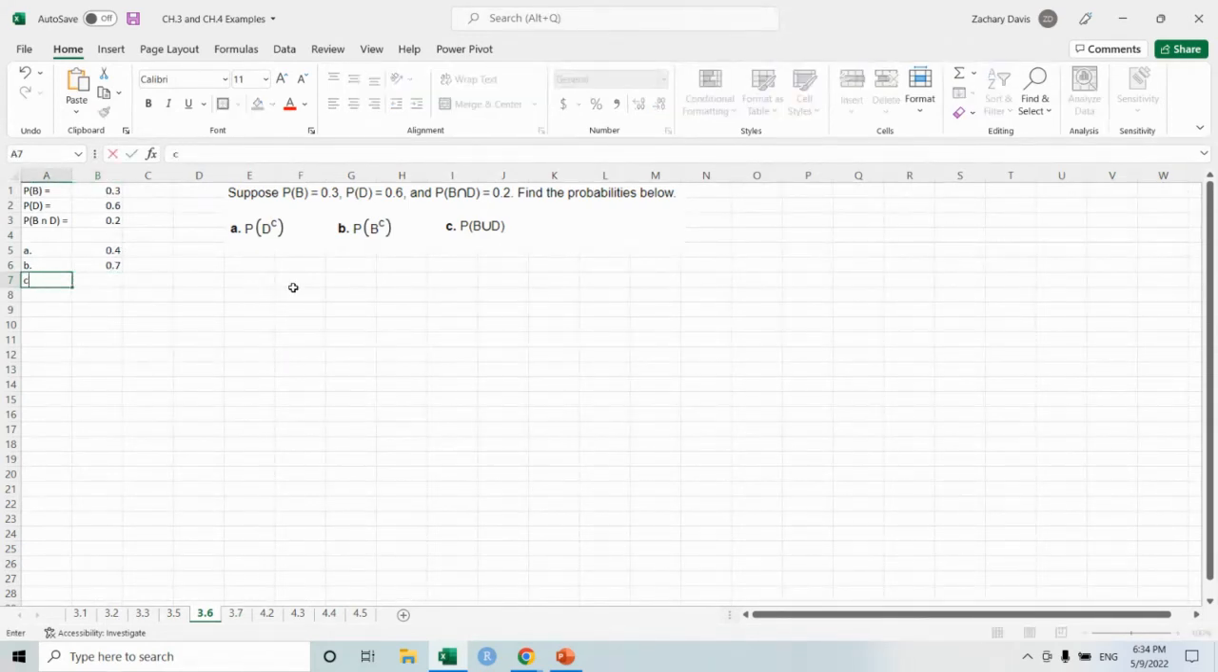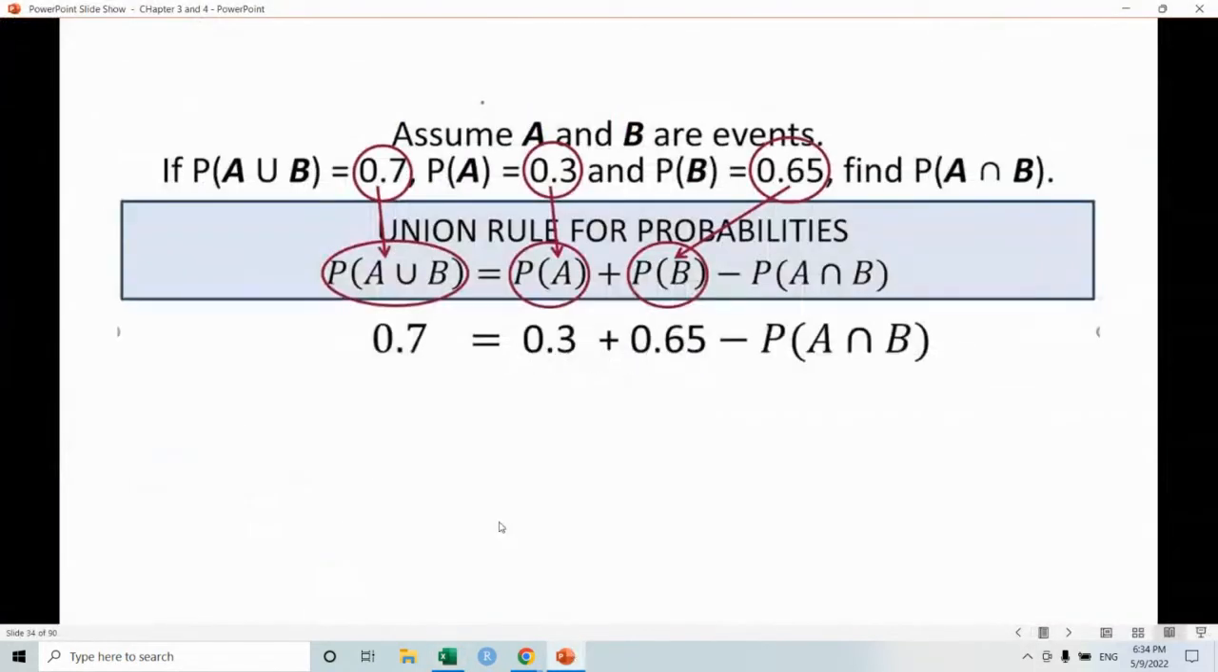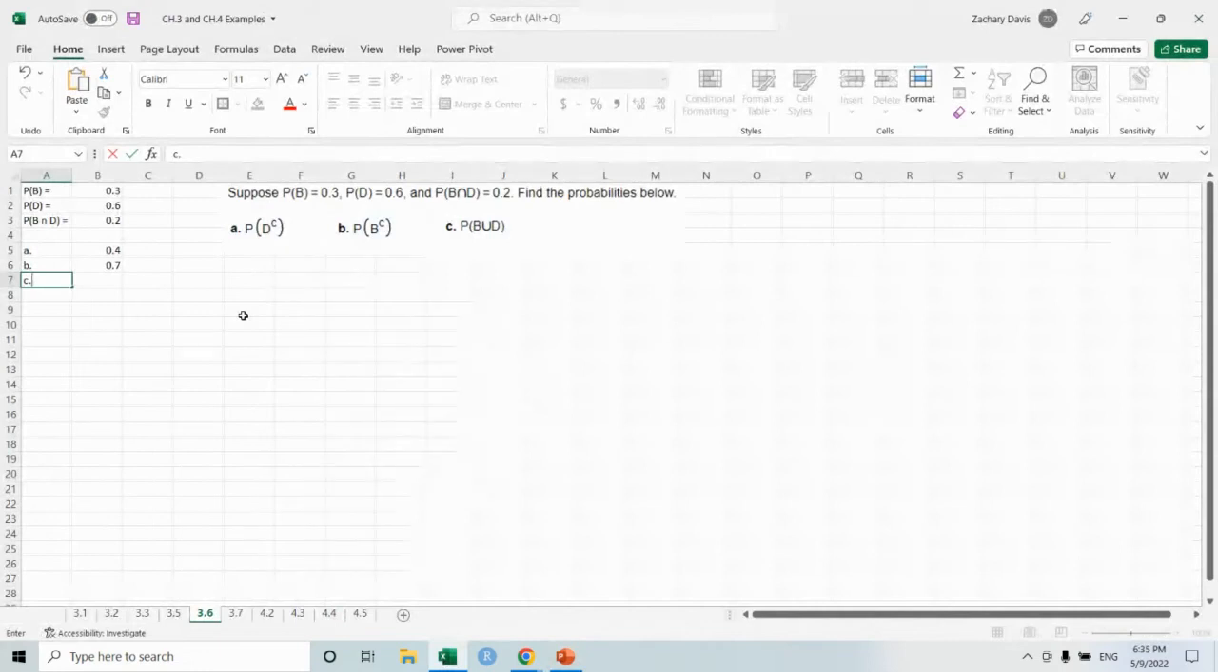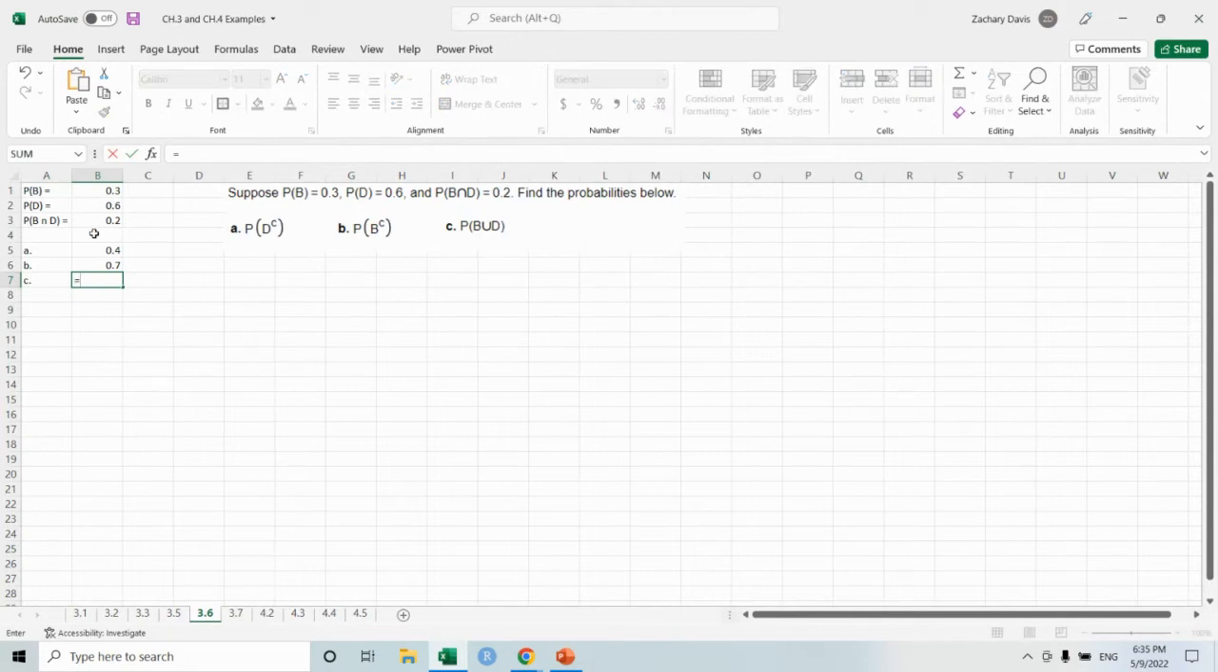So part C wants to know what is the probability of the union. So we just set up above what the union was, right? It's equal to the probability of A plus the probability of B minus the probability of the intersection. So we're given the probability of B and D in the intersection, so it should just be the probability of B plus the probability of D minus the probability of their intersection, or where they overlap, and that will give us the union of probabilities B and D, or the probability of B union D.